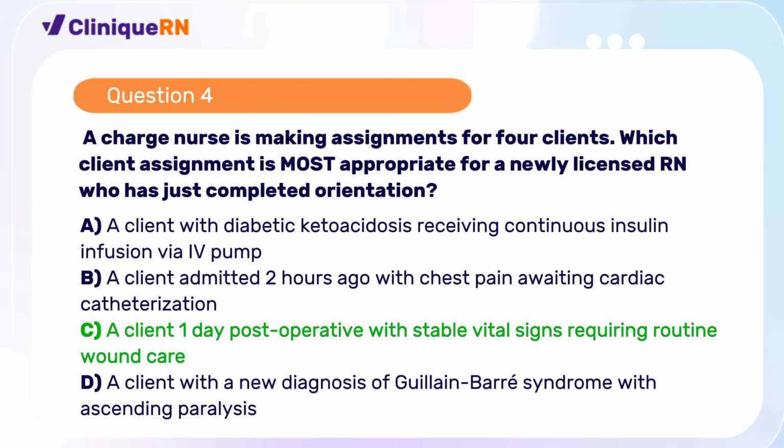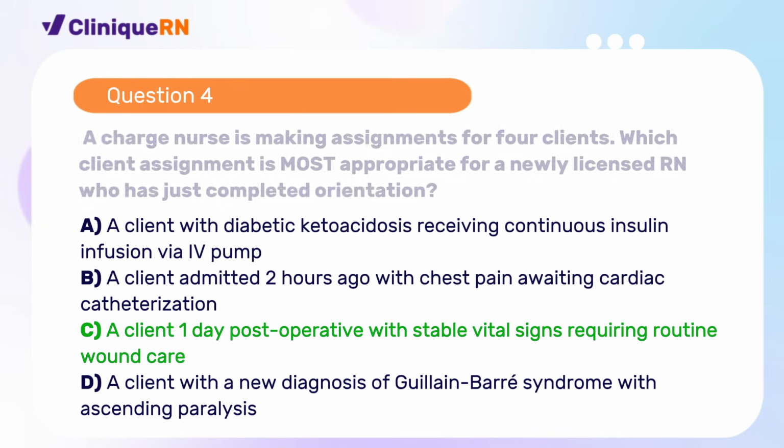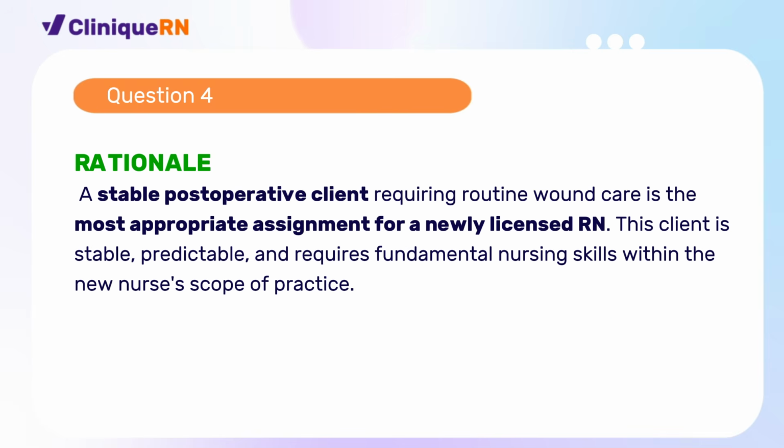The correct answer is C. A client 1 day post-operative with stable vital signs requiring routine wound care. Rationale: a stable post-operative client requiring routine wound care is the most appropriate assignment for a newly licensed RN. This client is stable, predictable, and requires fundamental nursing skills within the new nurse's scope of practice.